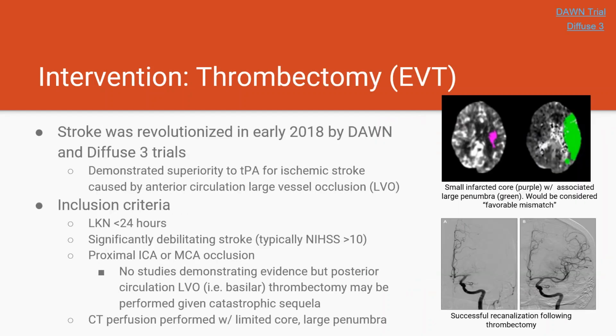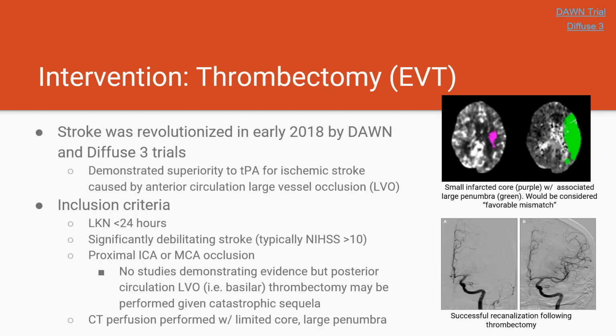Okay, the other key intervention in acute stroke I want to talk about is the use of thrombectomy to retrieve clots. This is sometimes referred to as EVT, which stands for endovascular therapy. But we usually call it thrombectomy. Acute stroke care was revolutionized in recent years by two groundbreaking trials, DAWN and DIFFUSE 3. Both of these trials demonstrated that thrombectomy was not only effective, but actually superior even to TPA in ischemic stroke caused by anterior large vessel occlusions. I'm not going to go into the details of these trials, but they're really important in our field, so I hyperlink them in case you want to read them.